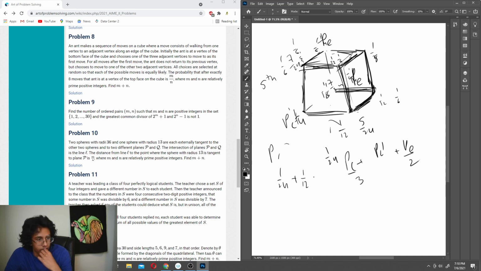I keep flipping it. Is that right? Yeah, that's right. So 1/12 plus 5 over 48. We multiply this by 4, this gives us 9 plus 2 is 11 over 48, right?